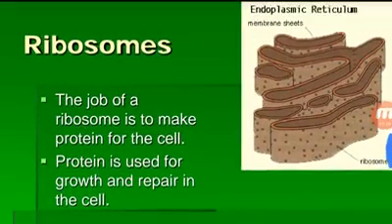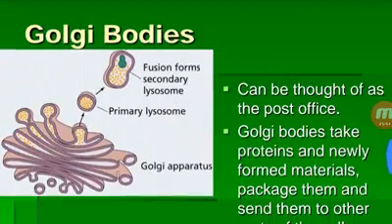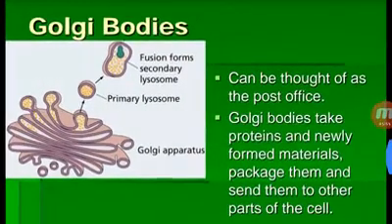Next one, ribosomes. The job of ribosomes is to make protein for the cell. That's protein synthesis. Protein is used for growth and repair in the cell. Remember that. Protein is for repair. Like when you're wounded, actually those things that work on your wound are the proteins.